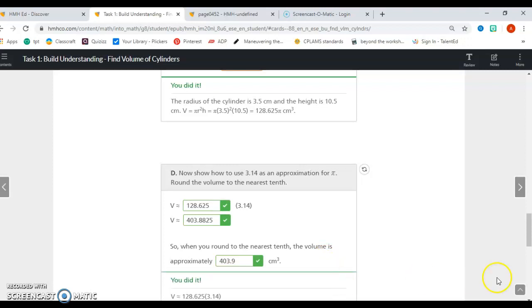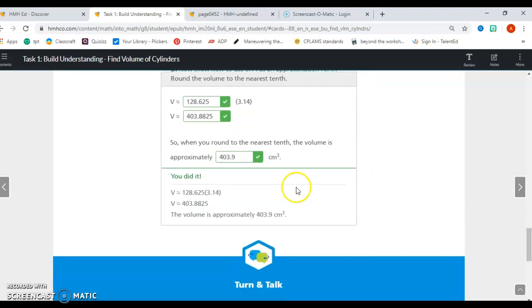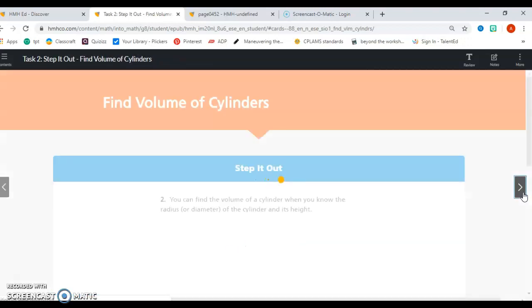And volume is a three-dimensional shape, so it is always the units cubed. Three-dimensional, so my exponent is 3, and my units here are centimeters. 403.9 centimeters cubed. Easy peasy. Let's keep going.